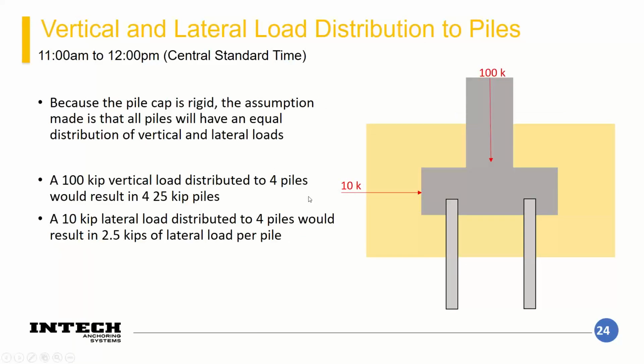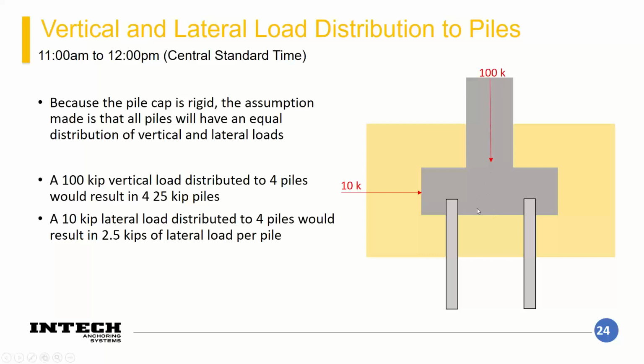So now we're going to look at how vertical and lateral loads get distributed into your piles. So going back again to that rigid cap assumption, if your pile cap is rigid and it deflects downward, it's going to have to impart an equal stress on both of these foundations here, both of these deep foundations. So in this case, if we have a 100 kip load imparting on this pile cap with 4 piles on it, each pile would theoretically have 25 kips on it.